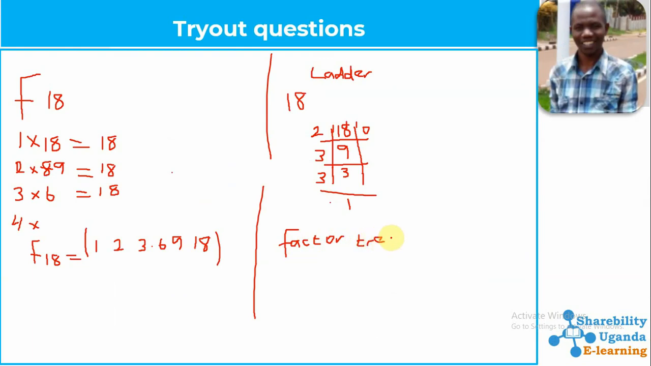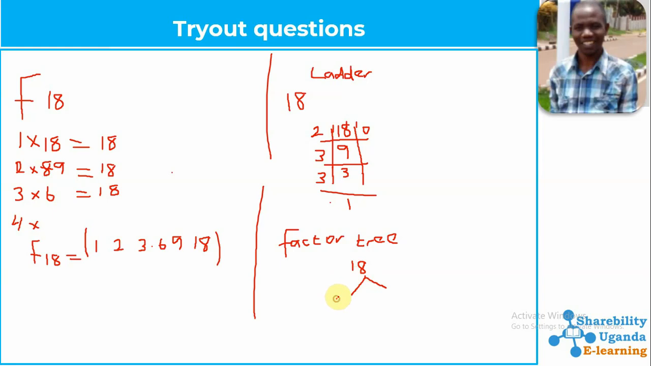Okay, this is what? This is a factor tree. So when we are to use a factor tree, you bring your number, which is 18, the one they told you to factorize. Then we draw something like this, such that we shall look out for a number that can divide it.